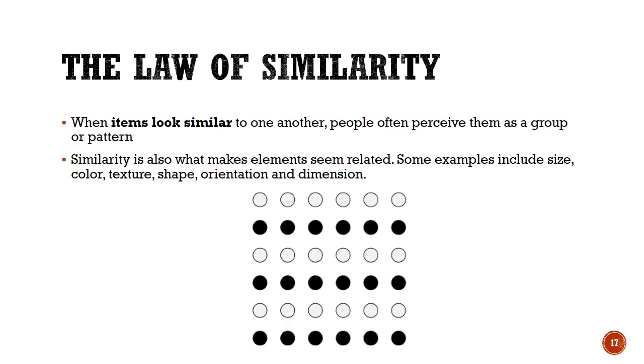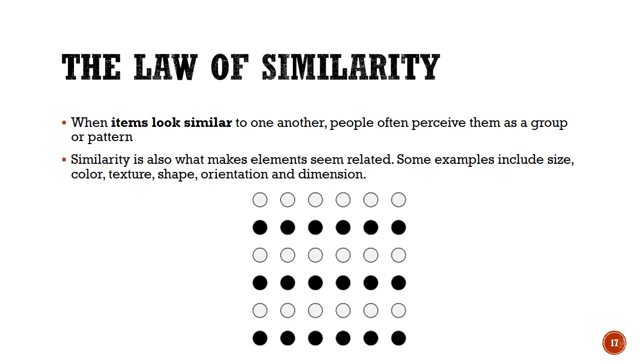The third Gestalt law is about similarity among elements. The law says when elements look similar to one another, people often perceive them as a group or a pattern. This similarity can occur in the form of shape, colors, shading, or other qualities.